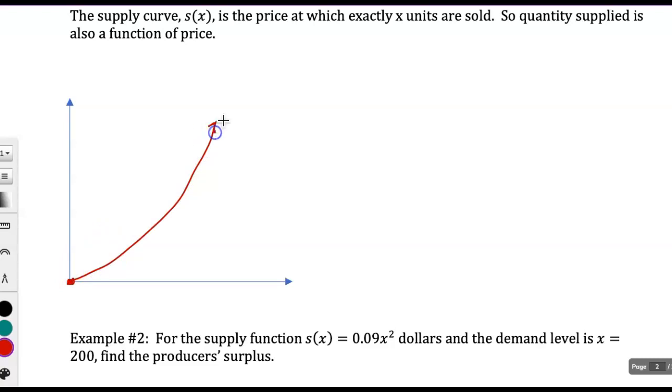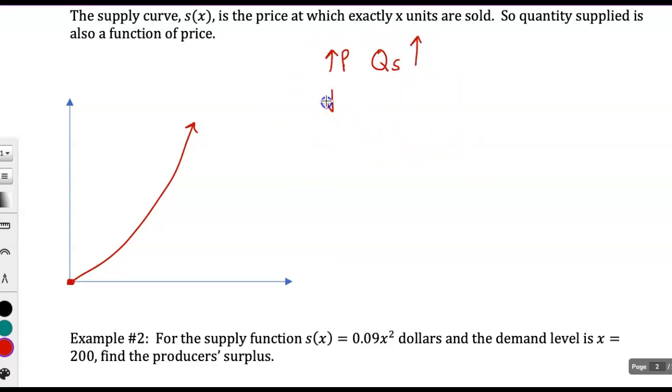It's upward sloping because with supply, when your price goes up, quantity supplied also increases, and when the price goes down, quantity supplied goes down. So we would have a positive slope with supply, okay? Q sub S means quantity supplied. Now here we go again.